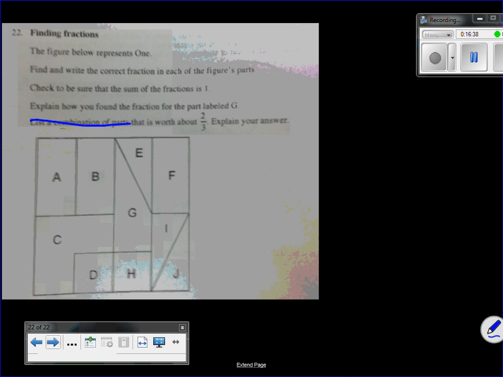Last problem, and you're not going to have to find out what 2/3 is, so you can automatically cross that off. We have to label. This is what I want you to do. I want you to label each one of these letters. What fraction would they be out of this square? That's what you're working on. Okay, kids? So this is how you're going to do it.